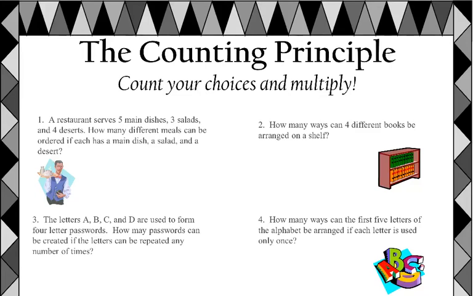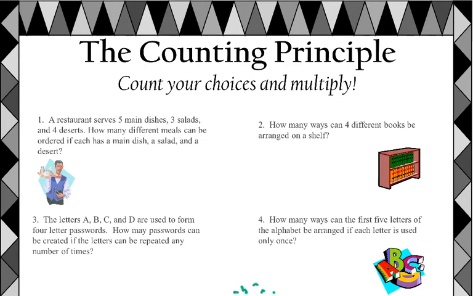So today we have a counting principle, which is also called count your choices and multiply. You may have seen these questions on some standardized tests before, like a restaurant serves 5 main dishes, 3 salads, 4 desserts. How many different meals can be ordered? Now you could think about it and be like main dish 1, salad 1, dessert 1, main dish 1, salad 1, dessert 2, main dish 1, salad 1, dessert 3, and that would take forever, right? Or you can kind of know the key here.